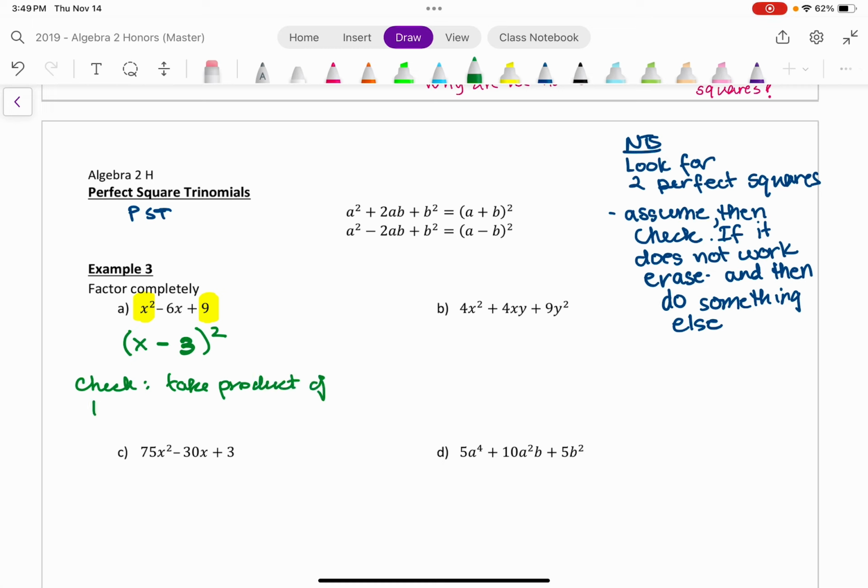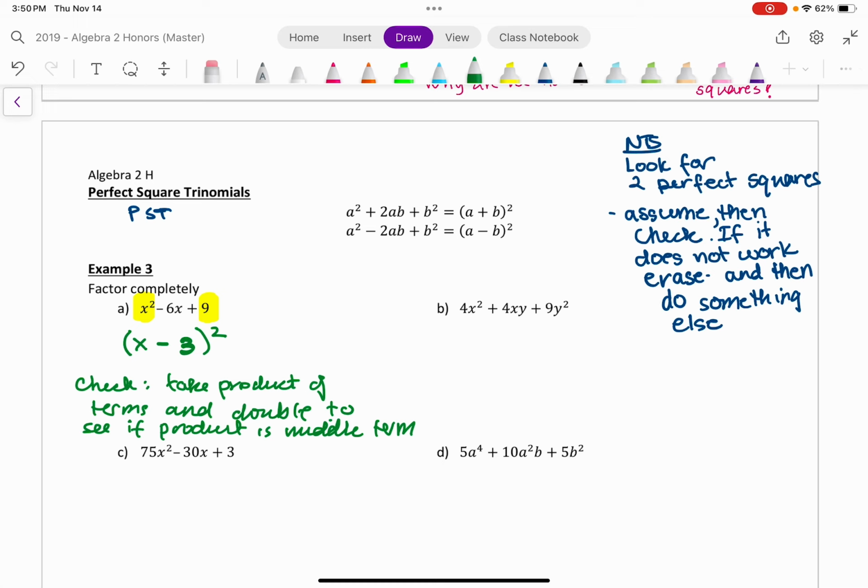of the terms and double it to see if the product is the middle term. If it is, that means you're done. You don't have to do any more.